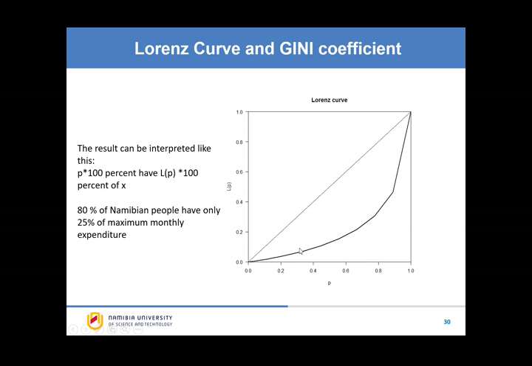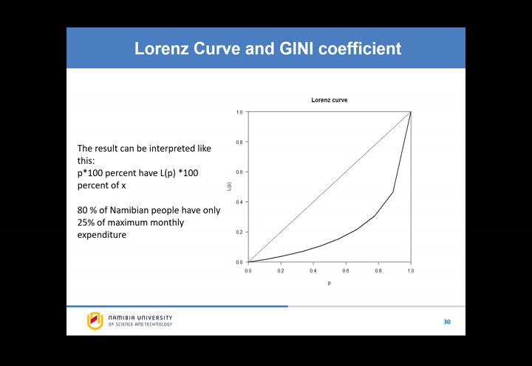Okay, so this is 0 to 100% of the population, and 0 to 100% of the financial resources for the whole country. So 40% of the population owns approximately 1% of the money in the country. 60% owns more or less 20% of the money in the country. 80% owns almost 40% of the money in the country.